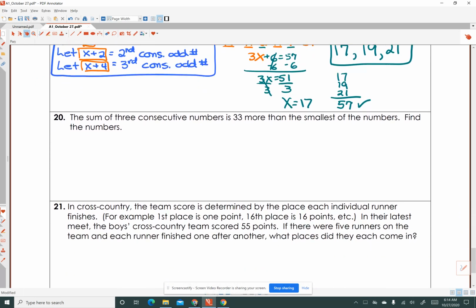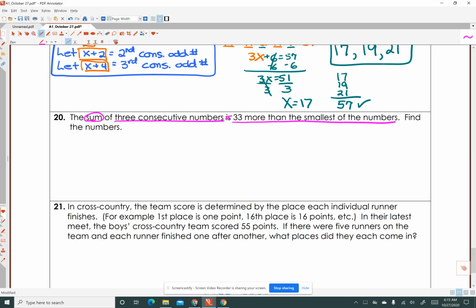Okay, now we've got something a little bit different, but remember, these problems are all about language. It says the sum of 3 consecutive numbers is 33 more than the smallest of the numbers. Find the numbers. Okay, what are we doing here? We're adding 3 consecutive numbers. That's one side of the equation. On the other side, we're going to add 33 to the smallest number. So we're going to have x on both sides of the equation.